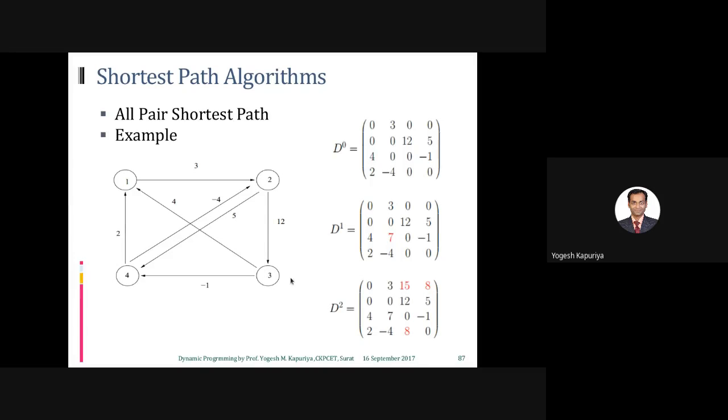So let's say these are 1, 2, 3, and 4 vertices. How many edges? 1, 2, 3, 4, 5, 6, and 7. 7 edges. Because there are 4 vertices, so a 4 by 4 matrix. Initially, what have we done? We have 0, 0, 0, 0. This diagonal will be 0, right? The reason for that is the same vertex. So the diagonal will be 0.